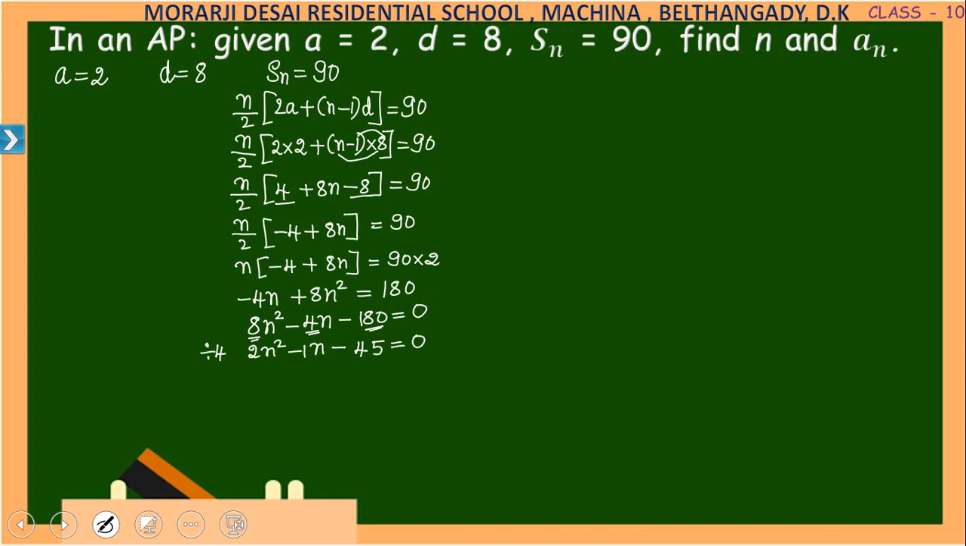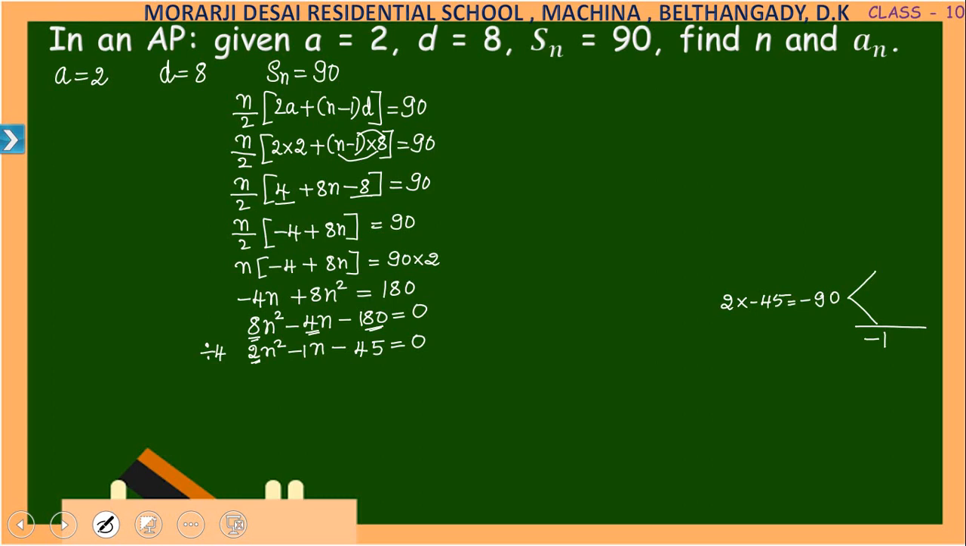Now you have to factorize 2n square minus 1n minus 45, that is by splitting method. While doing splitting method, look at the coefficient of first term. Here the coefficient of first term is 2, and the last term is minus 45. Multiply that. 2 into minus 45 is minus 90. So while multiplying you have to get minus 90, and while adding you have to get minus 1, because middle term coefficient is minus 1.